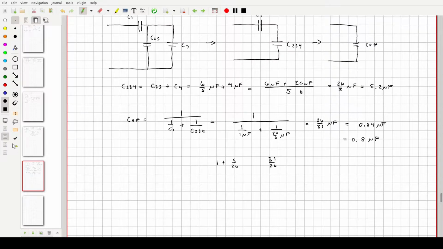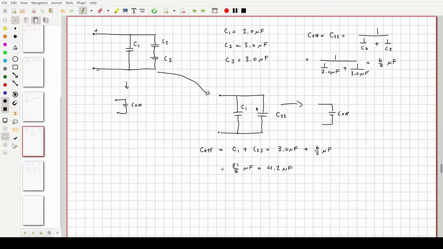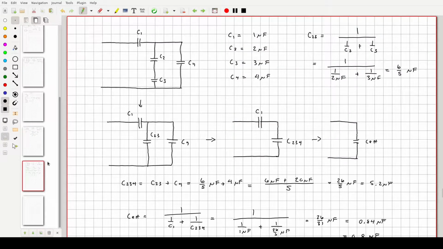So, as you can see, the process here is reduction in complexity, and then if you need to, you can work backwards using the relationship between Q, C, and V, and knowing the rules for series and parallel circuits to figure out what the voltages and the stored charge would be.